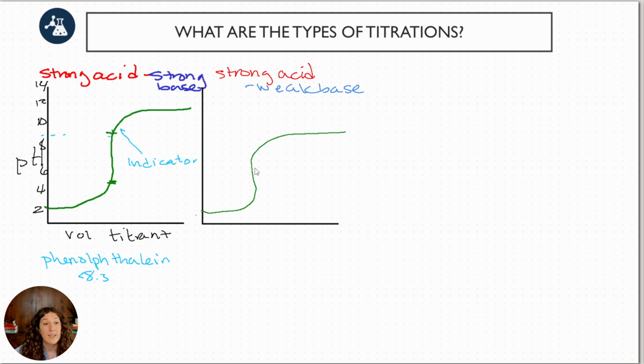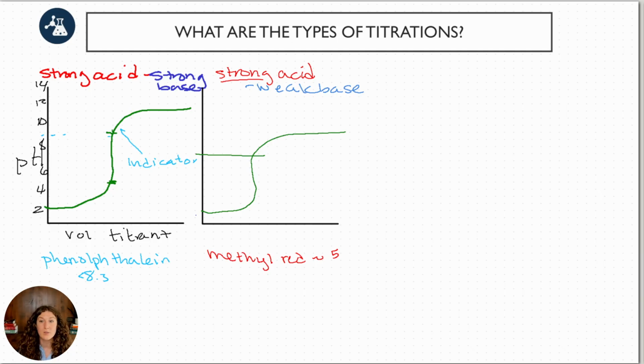Okay, so that means that we want our indicator to be more acidic because we are under that pH of 7. So our methyl red may be a good option. It changes color right around a pH of 5, and so that would be good. Anything under 7 is going to be better for our strong acid, weak base. And the stronger the acid, the lower we want our indicator to change color.